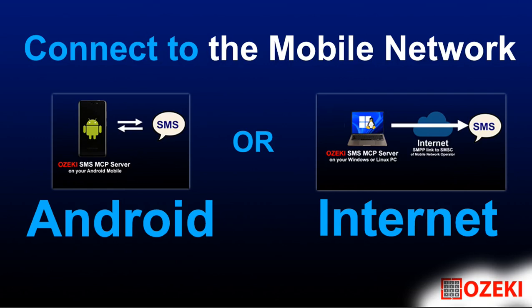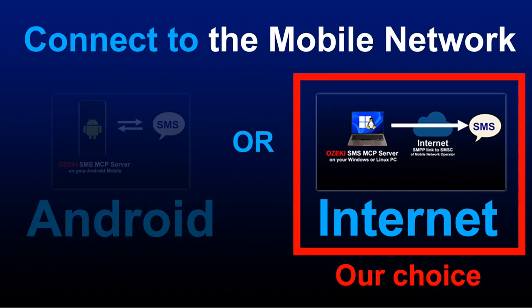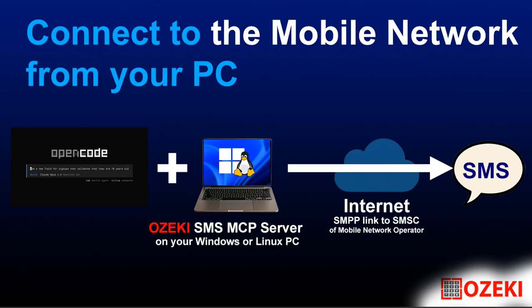Next, we need to connect Ozeki SMS Gateway to the mobile network. There are two ways to do this: to use an Android mobile phone, or to connect directly to the SMS center of the mobile network through the Internet. In our example, we use the second option. We use SMPP to connect to the SMSC of our SMS service provider.